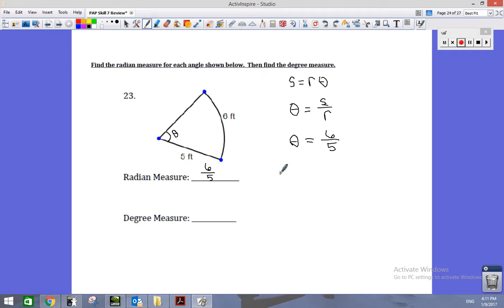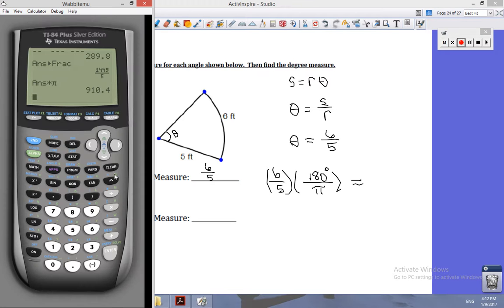For the degree measure, I want to take this 6/5 and multiply it by my conversion factor. Do I want 180 on top or 180 on bottom? Since I want my final answer to be in degrees, I want the 180 degrees in the numerator and the pi in the denominator. This time I am going to use the scientific calculator, which is fixed to 1 decimal. Let's check. Yeah, 1 decimal is fine.